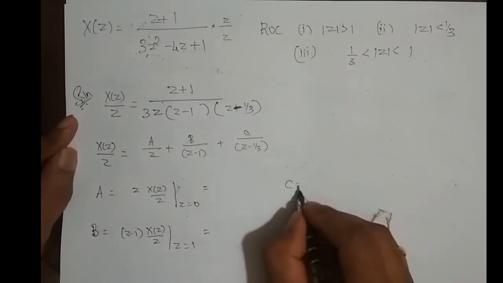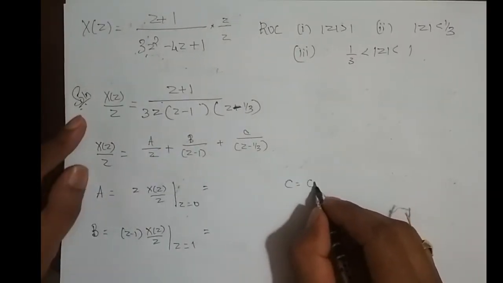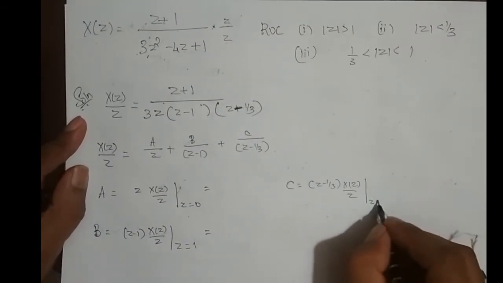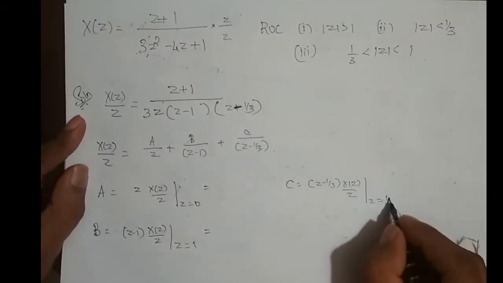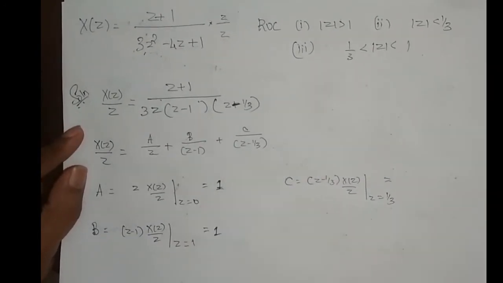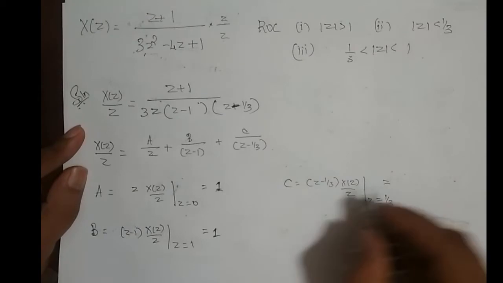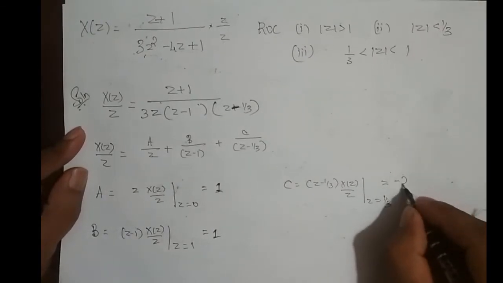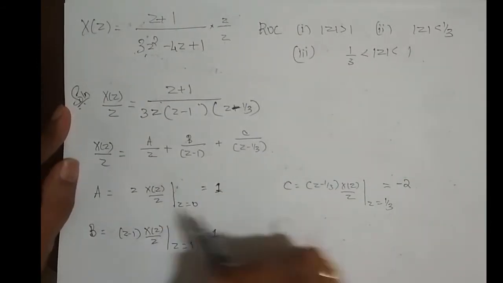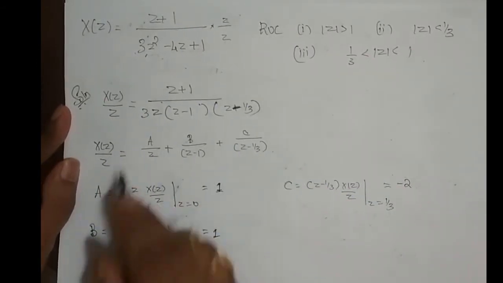Similarly, c is equal to the denominator of c, (z minus 1/3) into X(z)/z at z equal to, for what value of z does this go to 0? 1/3. So if I solve it, I will get 1. We get the value of c as minus 2. Okay, so now we have to consider the ROC. Before that, we have to put the values of a, b, c in this equation, right?